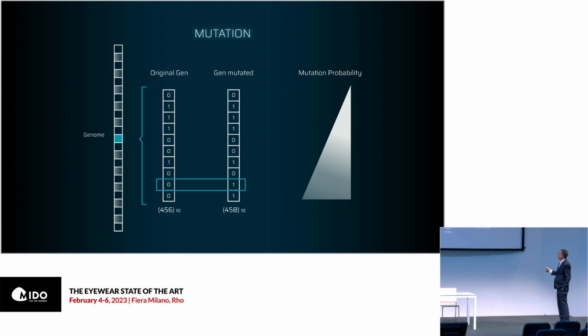And we also have the mutation. You know that mutation happens in nature. The reason for the mutation can be radiation, and sometimes errors copying the DNA.